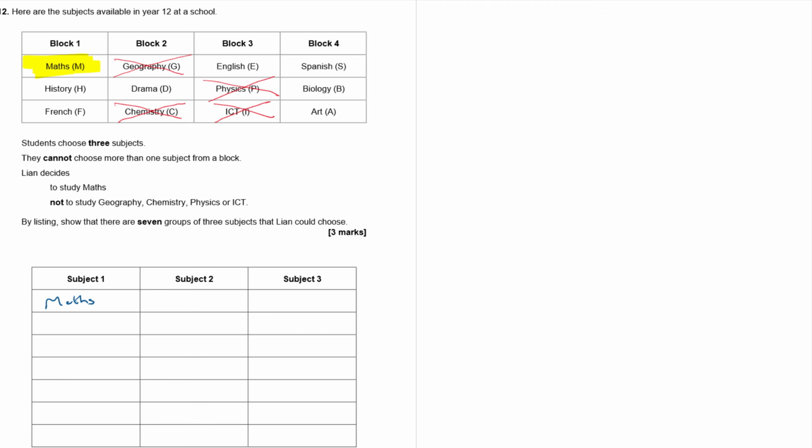Okay. So now from block 2 you can only pick drama. So I'm going to write down maths, drama as one possible solution so far. And then he's got a free choice from either block 3 or block 4 for subject 3. So he could pick English. Oh, we can just do initials, can't we, rather than writing all the words out. That's going to take forever.